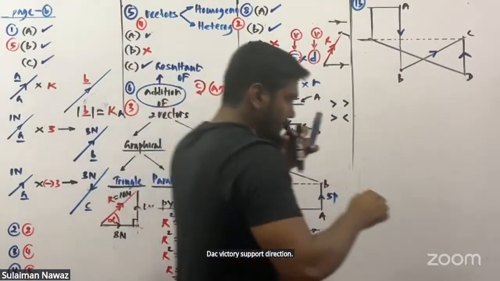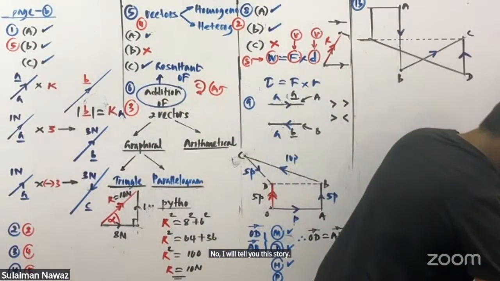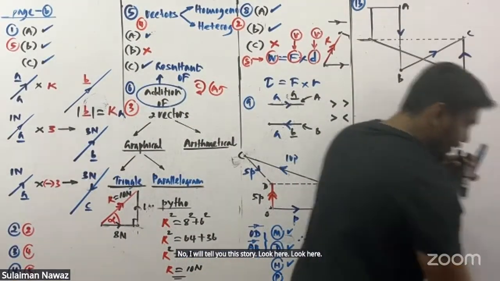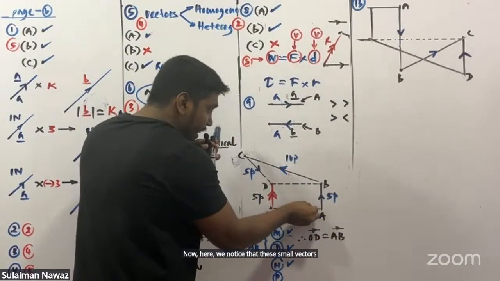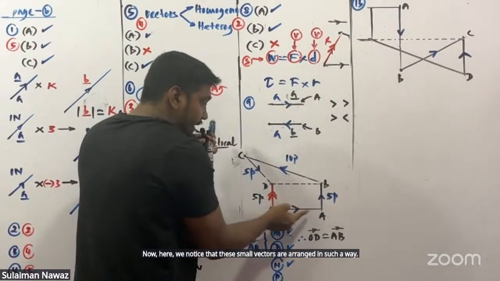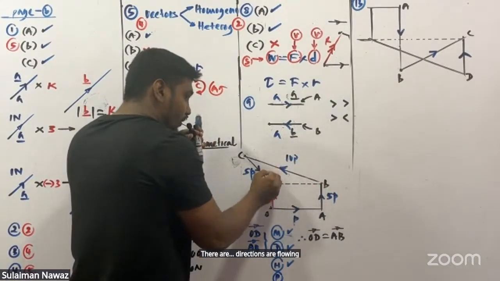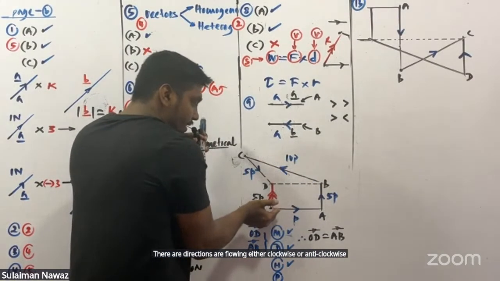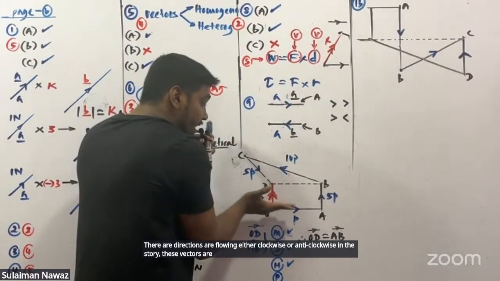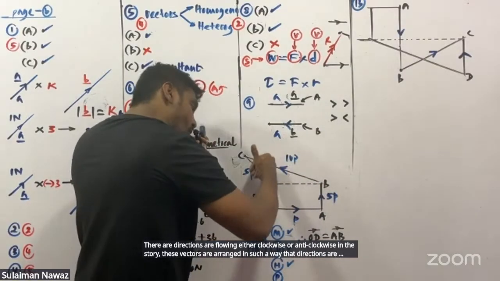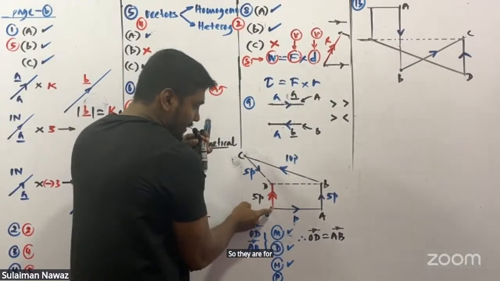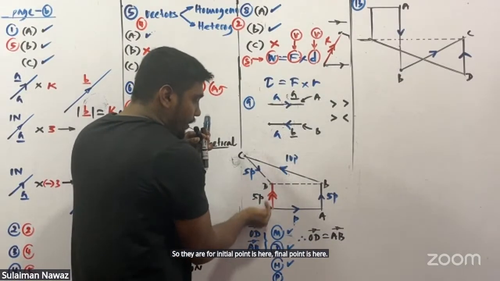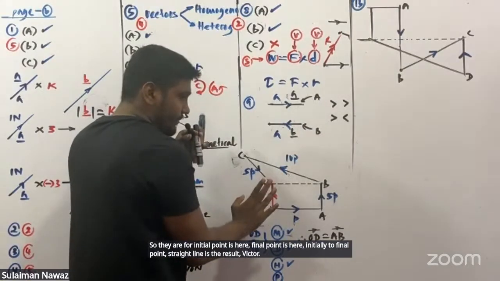Now I will tell you this story. Look here. Here we notice that these four vectors are arranged in such a way that their directions are flowing either clockwise or anti-clockwise. In this story, these four vectors are arranged so that the directions are flowing in the anti-clockwise direction. So therefore, the initial point is here, the final point is here, and the straight line from initial to final point is the resultant vector.